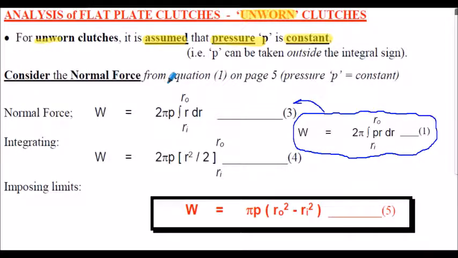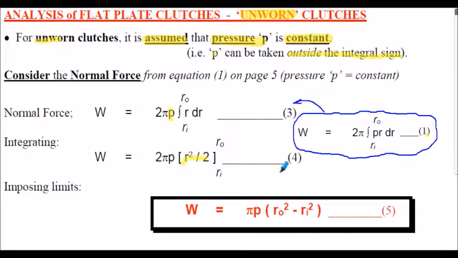So, in other words, the P in the previous integrals, for equations 1 and 2, can actually come outside the integral because we're making the assumption that the pressure remains constant across the entire clutch surface. Notice the P is outside. In equation 1, the P was inside, but for an unworn clutch, we take the P outside the integral sign. So we're simply integrating r with respect to r between our limits. If you go back to integration, that's very straightforward. That's integrating x with respect to x, which becomes x to the 2 upon 2. From integral tables, that becomes r to the 2 upon 2 using the notation in this question.